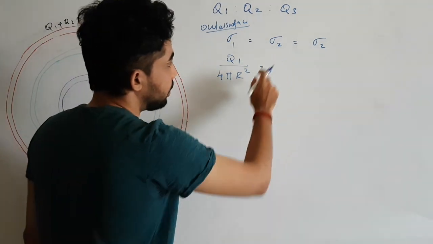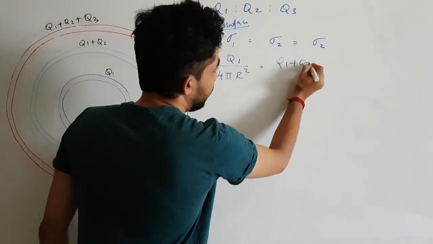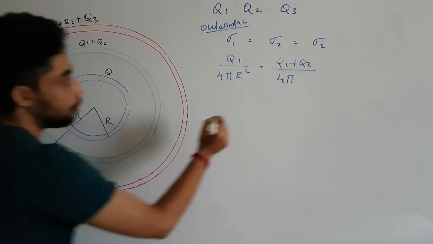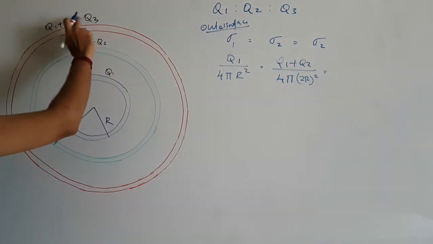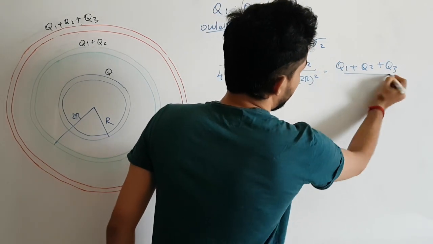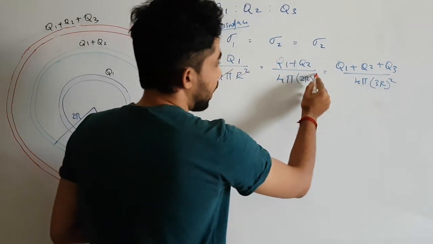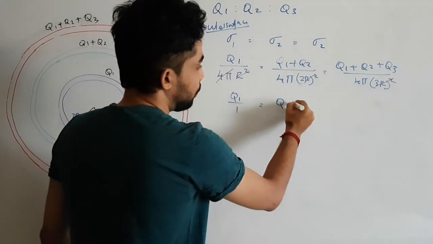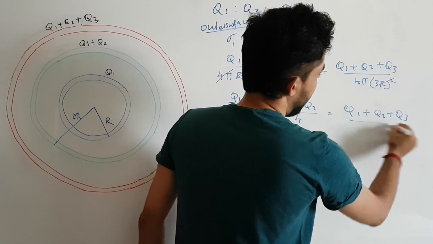In the same way, for the charge density on the outer surface of the second shell, we have a charge of q1 plus q2 divided by 4 pi times the radius of the second shell, which is 2r, the whole squared. And for the third shell, the charge on the outer surface is q1 plus q2 plus q3, divided by 4 pi times 3r the whole squared. Now you can cancel all the 4 pi's and all the r squares, and you will get an expression like this: q1 by 1, q1 plus q2 by 4, and q1 plus q2 plus q3 by 9.